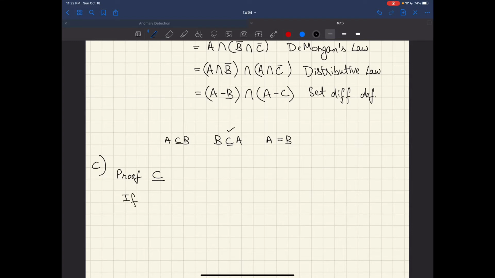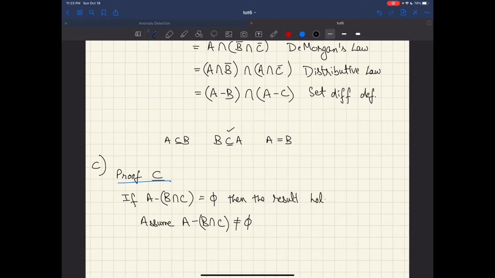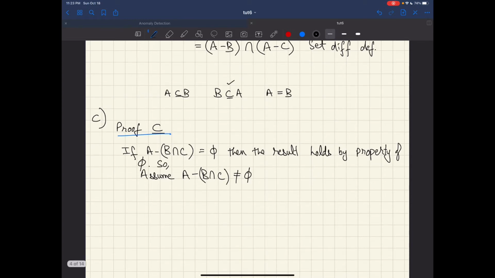So here we'll just say that if A minus (B intersection C) is a null set, then the result basically holds true by the property of null set, because there are no elements in left hand side, it's all empty. So even your right hand side would be all empty and your result just basically holds true. That's why we will assume that A minus (B intersection C) is not empty. So let us assume that there's an element X which belongs to A minus (B intersection C).